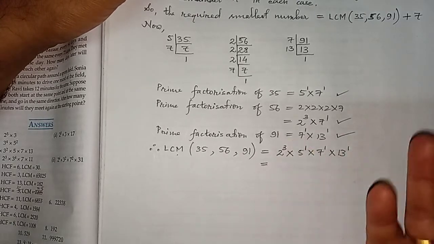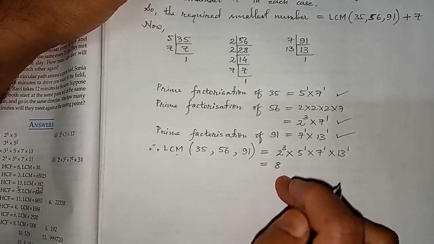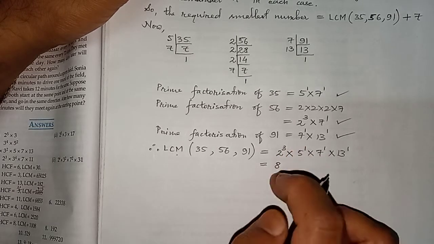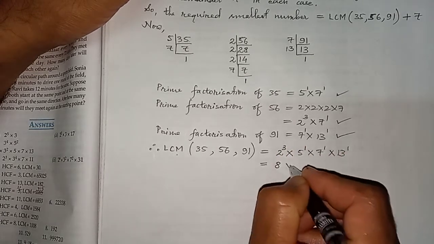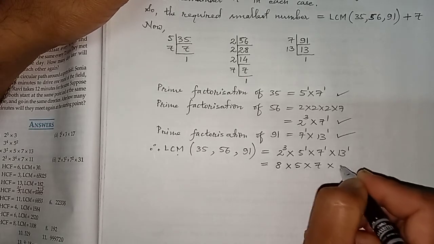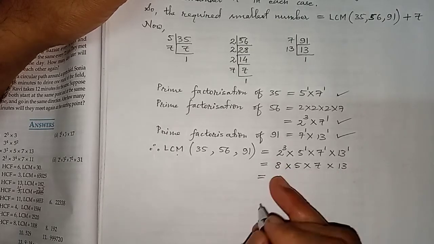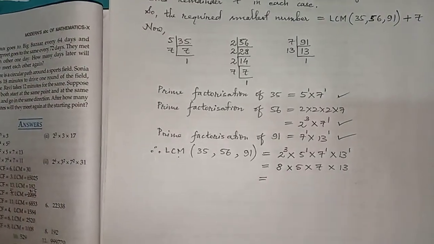Now 2 cube. 2 cube means what? 2 into 2, 4, 4 into 2, 8. It's not 2 into 3, 6, okay? Do not make mistakes. 2 cube means 2, 2, 2, 3 times, 8. 5 power 1 means 5 only 1 time. 7 power 1 means 7 only 1 time. And 13 power 1 means 13 1 time. Now we'll multiply all. After multiplying, we'll write the value here, okay?